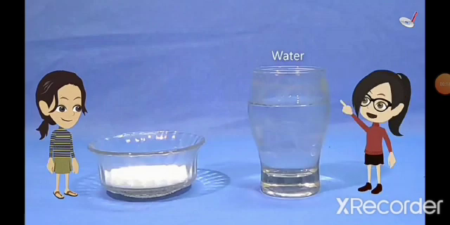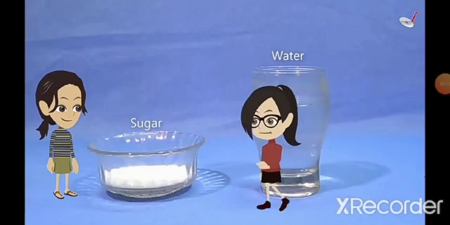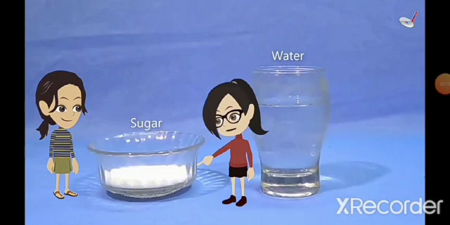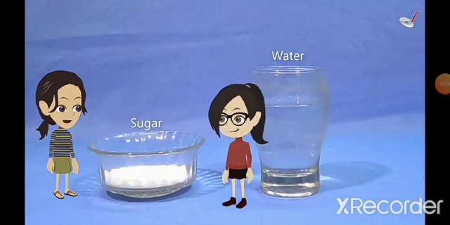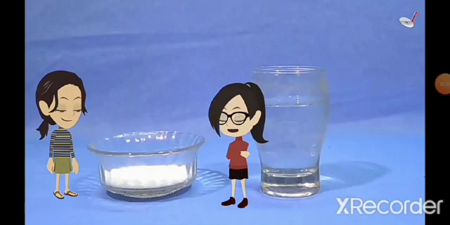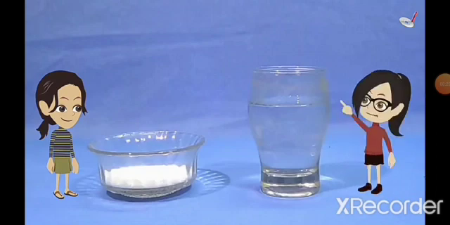This glass contains water, while this bowl has sugar. Only this much sugar. Bring some more. Let this much sugar get dissolved in the water first. Then I will bring some more. Okay, let's start. Put a spoonful of sugar into the water, miss.